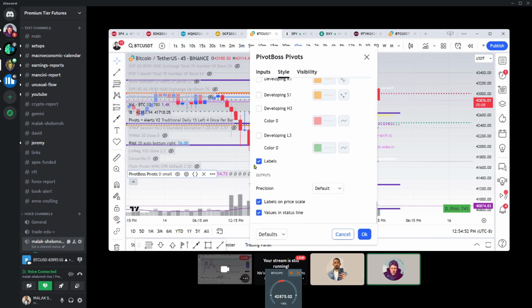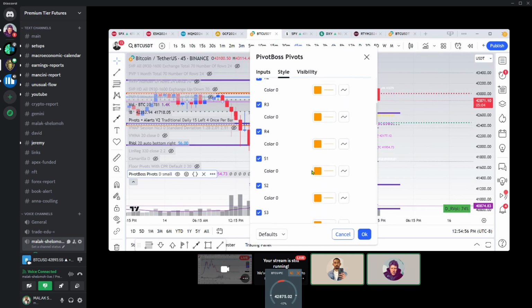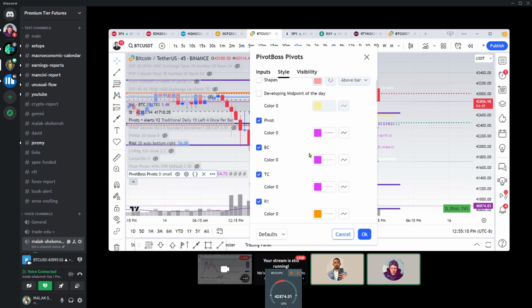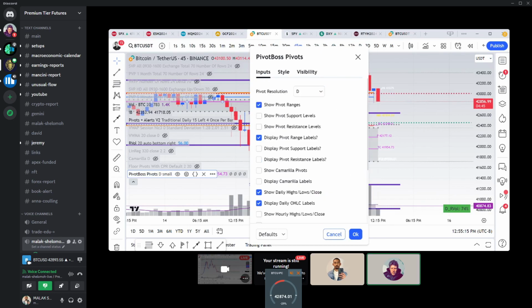Was it Pivot Boss or some other author that you were reading that was really into that? Pivot Boss, yeah. That's why I picked this one, because it kind of lines up with his theories in the book. Okay. So I want to leave TC, BC, and pivot. And then let's just look at inputs, pivot ranges.